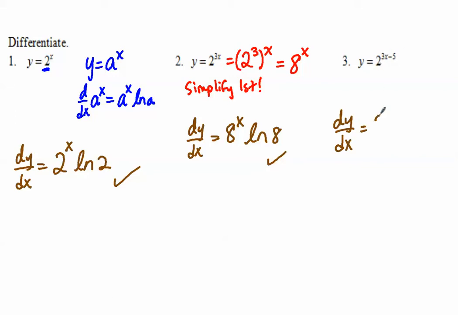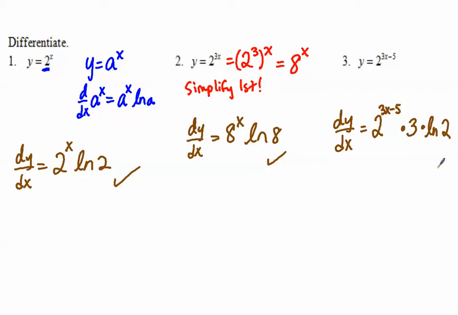2 to the 3x minus 5. It's an exponential function. The x is in the exponent. So I rewrite exactly what I see. I use the chain rule, so 2 to the 3x minus 5 times the derivative of the exponent times my extra constant, natural log of the base. And there I have it.